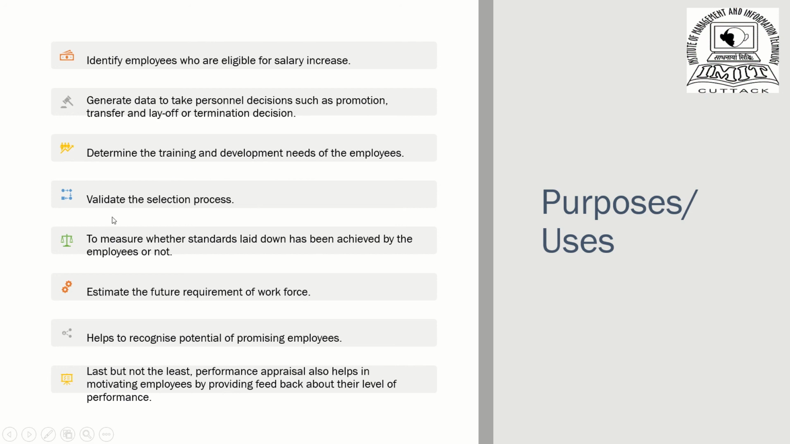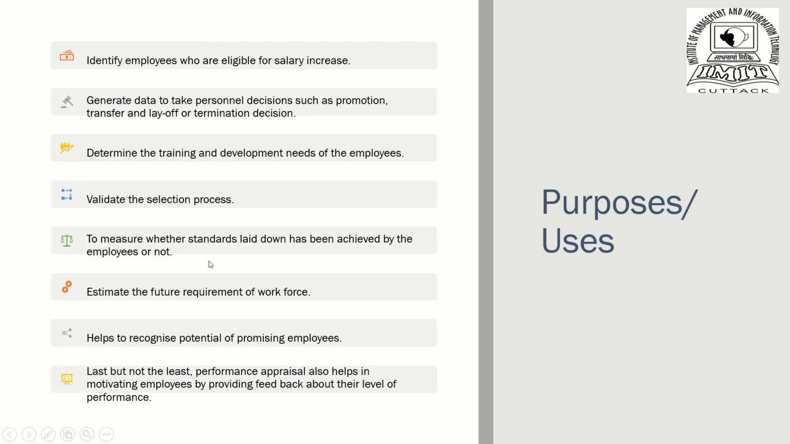Whatever HR intervention or program is conducted, like recruitment and selection, it is through performance appraisal that the process is validated. If performance is good, then all the programs designed by HR are found to be good. When performance is not coming up to expectations, the HR programs are questioned. Therefore, the effectiveness of a training and development program can also be measured through performance appraisal. Then we measure whether the standard laid down has been achieved by the employees or not.